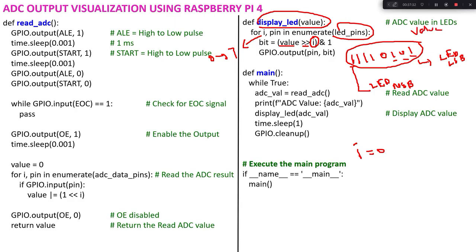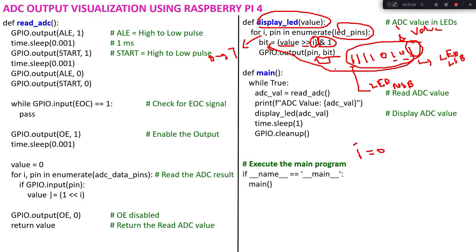What do we do here? Right shift by 0 means no shift. We take this data as it is and do AND with 1. So when I do AND with 1, I get this bit. So this value is coming here, and this value I am going to send to the pin.